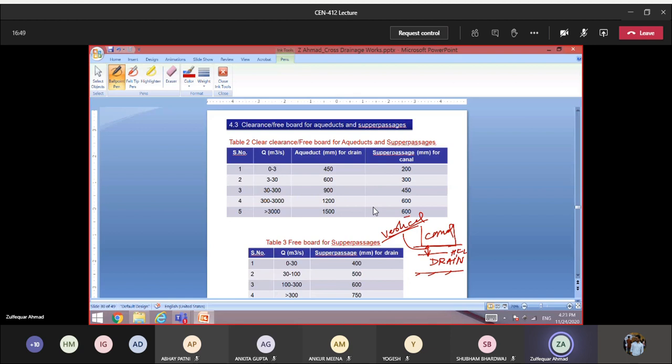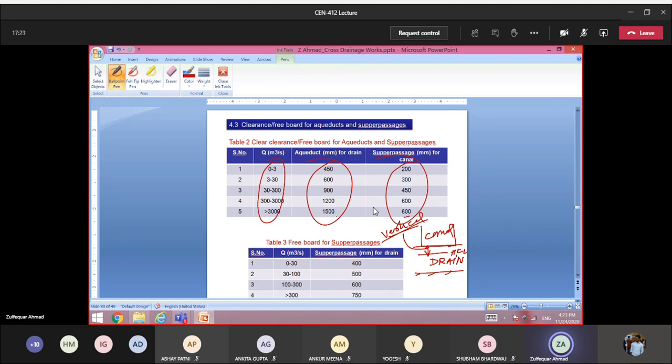And this is just the opposite. In the case where the canal is below the drain, that is the super passage. In that case, the drain is a canal and the canal is a drain. What is the minimum value of this vertical clearance that we have to provide? That is given here for the different discharges. For the case of the aqueduct, these are the vertical clearances. In the case of the super passage, you have this much vertical clearance.